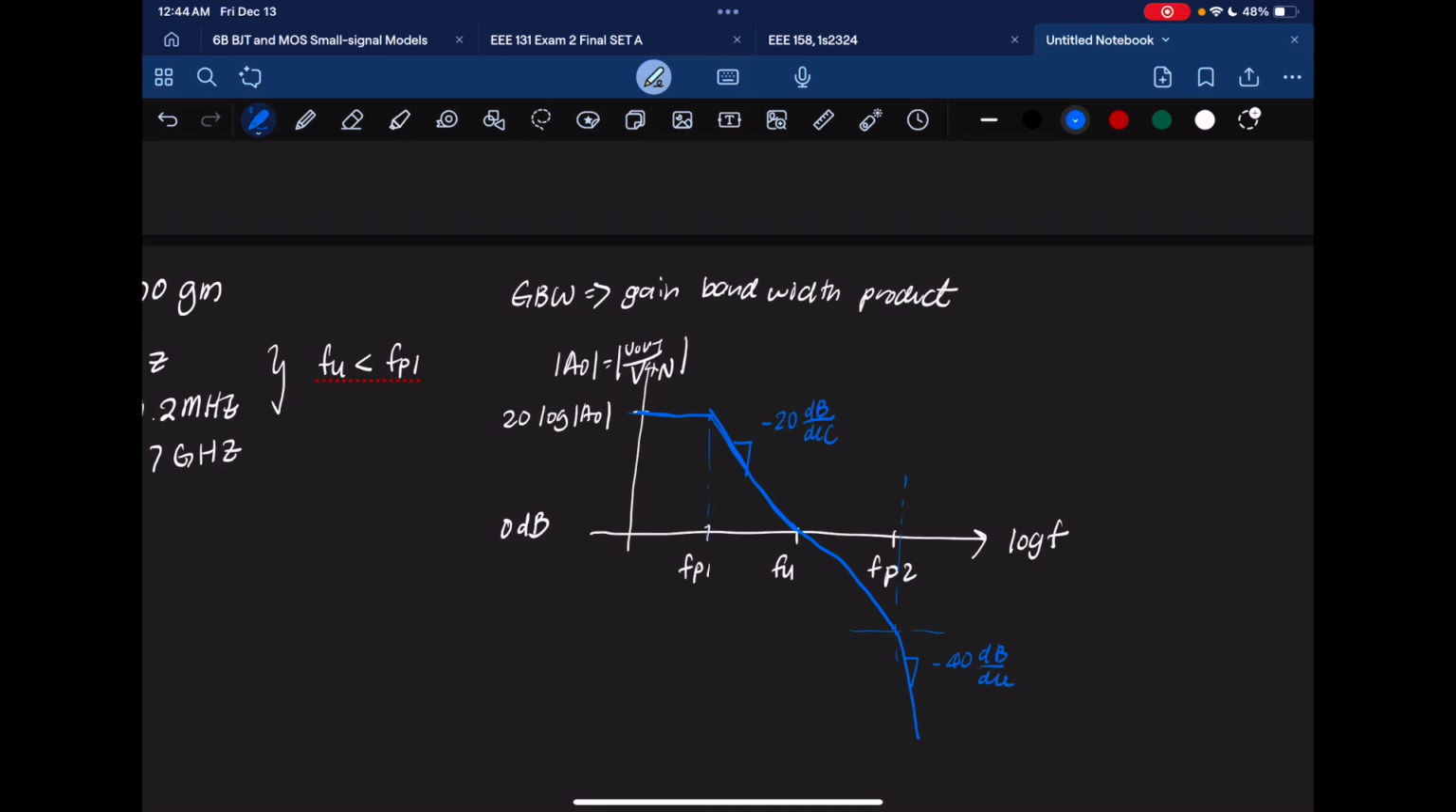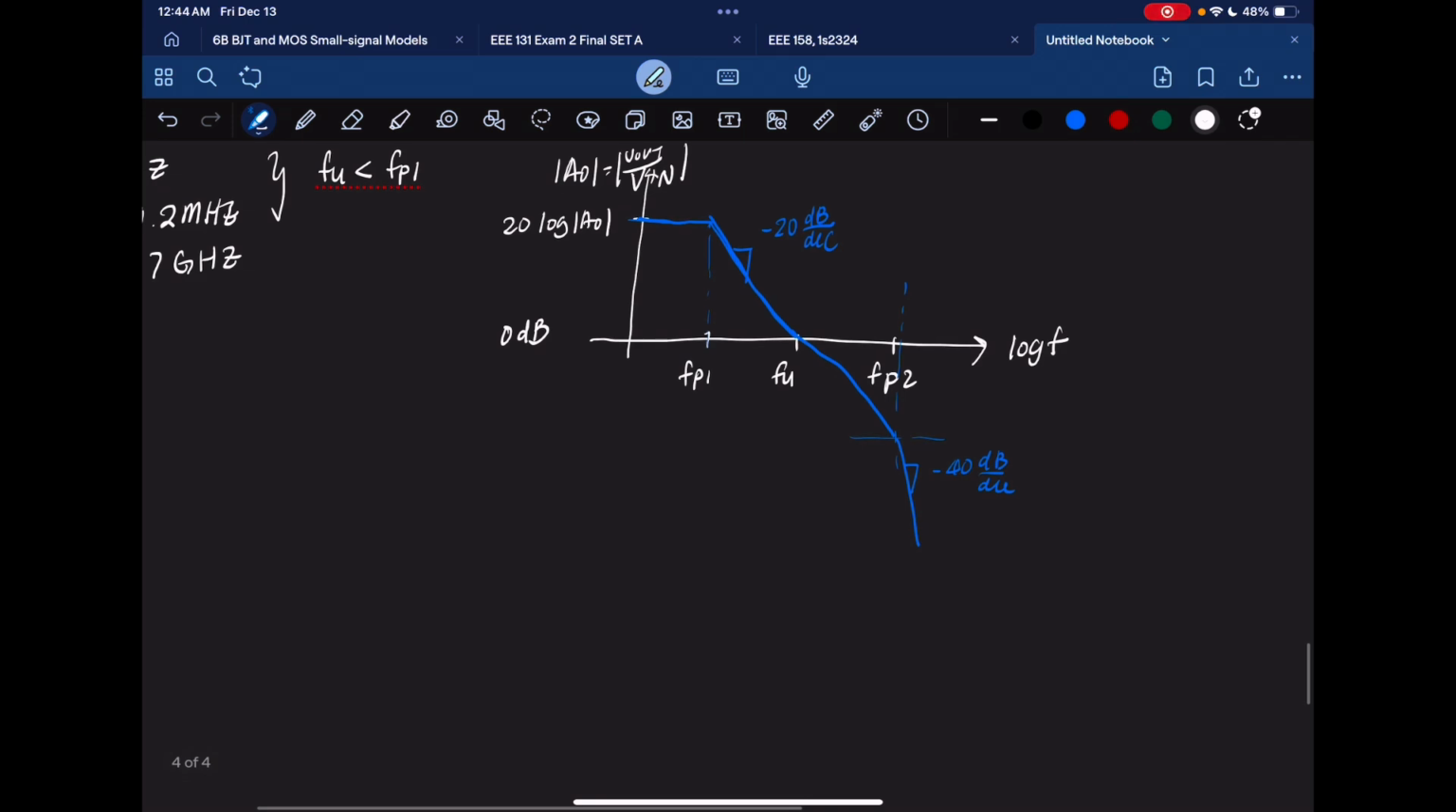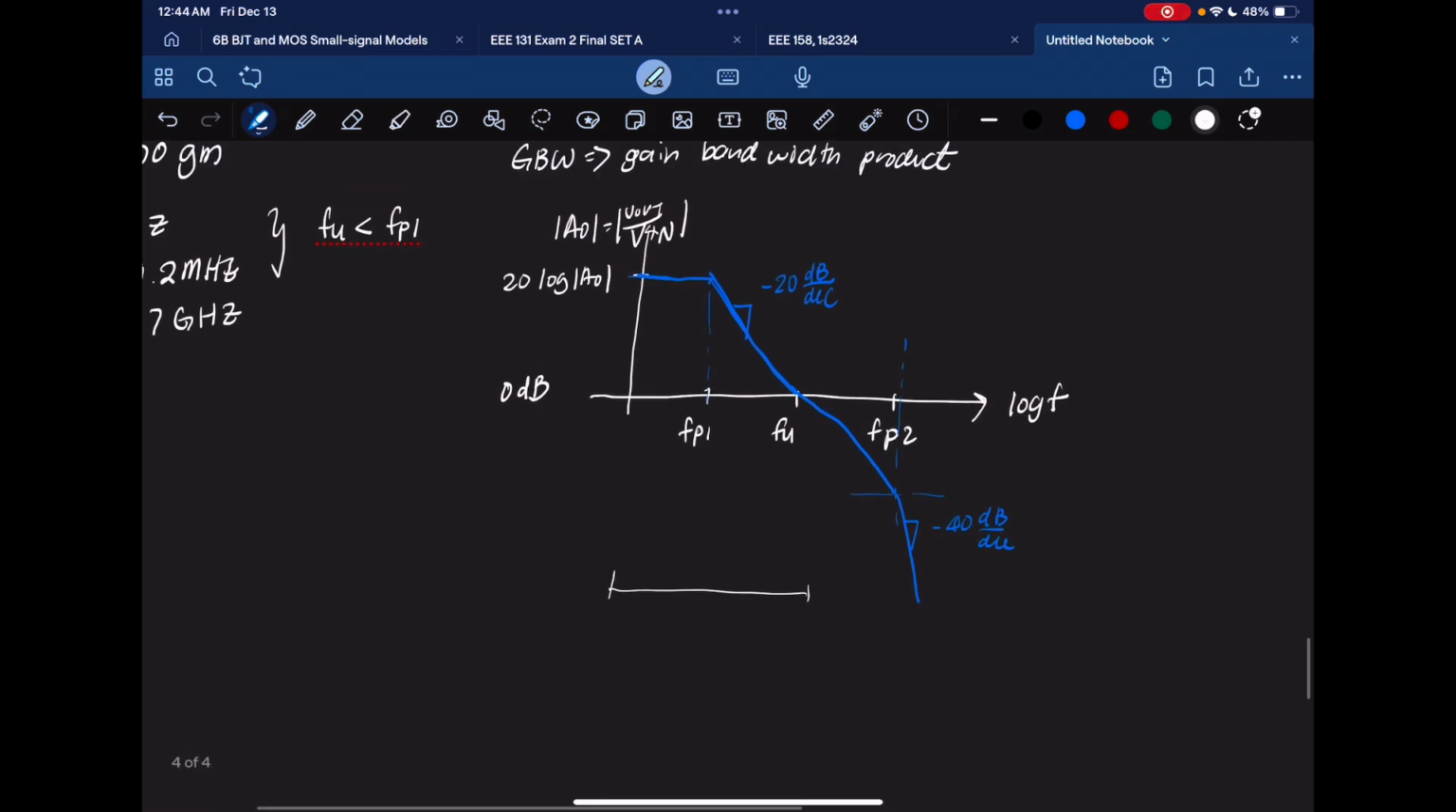What's important for us to know is this portion, because in gain bandwidth, this is your bandwidth. We just want to know this segment.